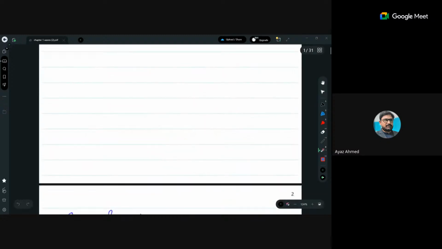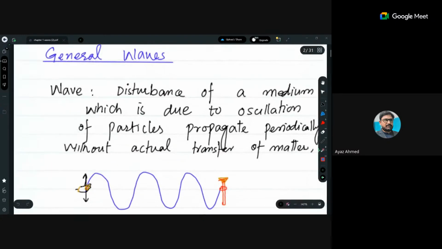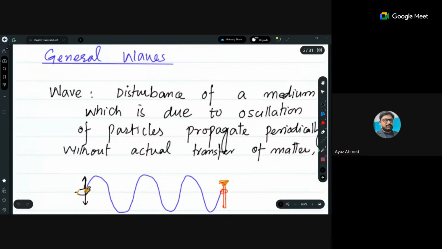Talking about general waves, first of all, we have to know what a wave is, what its behavior is, what is called a wave, and what the types of waves are, either longitudinal wave motion or transverse wave motion, or electromagnetic waves or mechanical waves, etc. Then two new topics are there in this chapter.